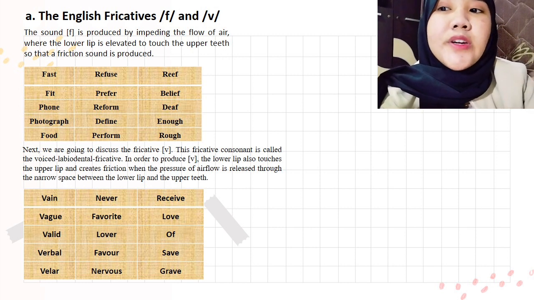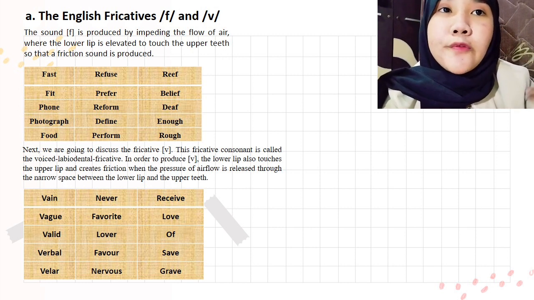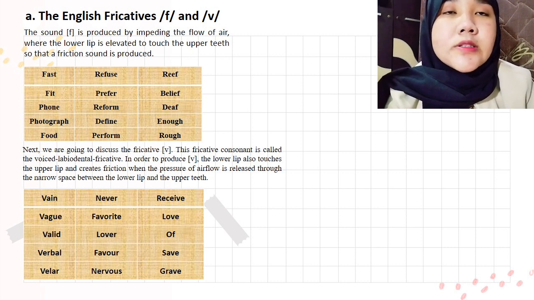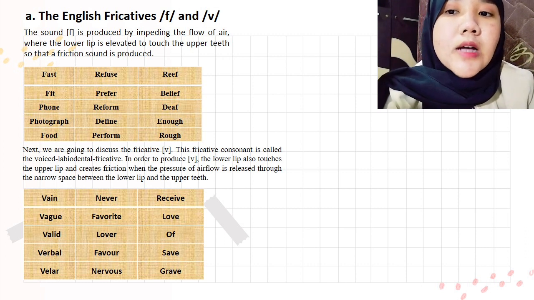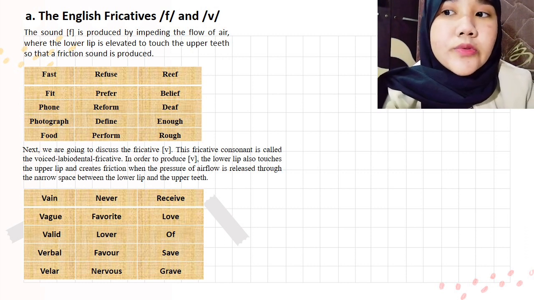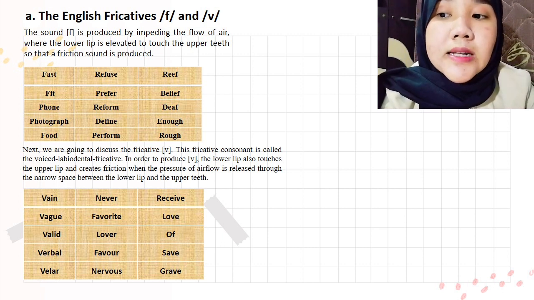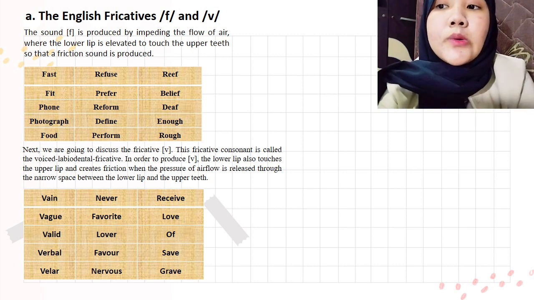Next, we are going to discuss the fricative v. This fricative consonant is called the voiced labiodental fricative. In order to produce v, the lower lip also touches the upper teeth and creates friction when the pressure of airflow is released through the narrow space between the lower lip and the upper teeth. Okay, look at the examples.